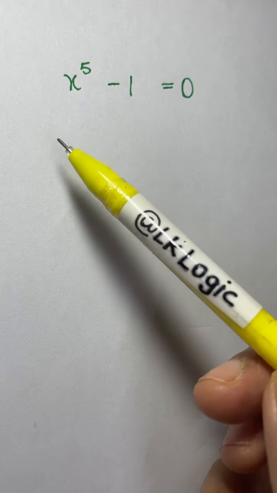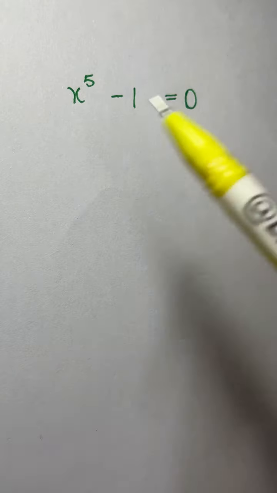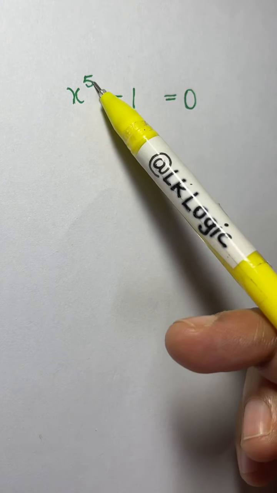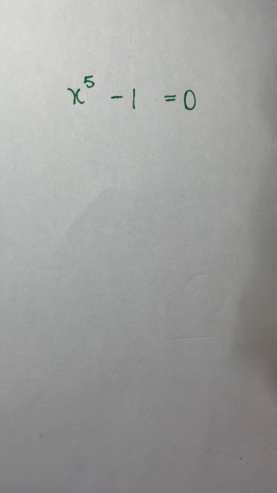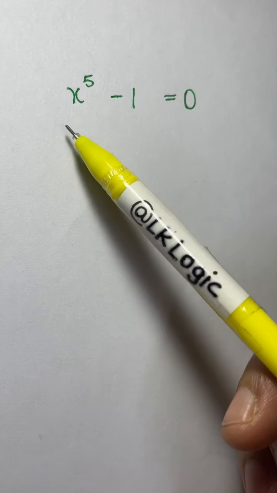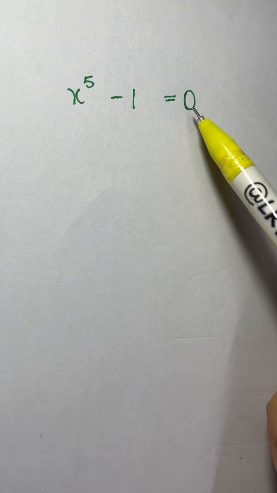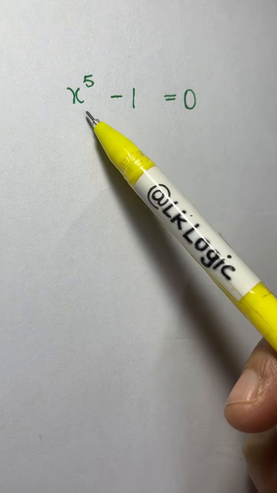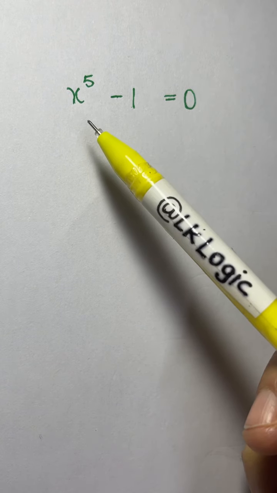Hi everyone, in this live session we're going to solve a nice algebraic equation, that is x raised to 5 minus 1 equals to 0. So here, as you can see, on the left hand side you have the variable, and on the right hand side you simply have a 0. So the left hand side can be factorized.